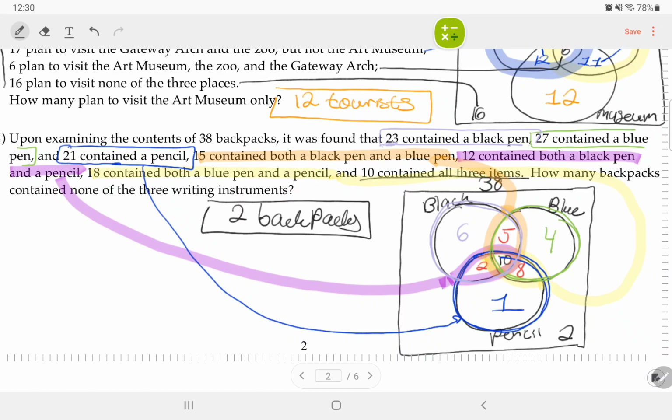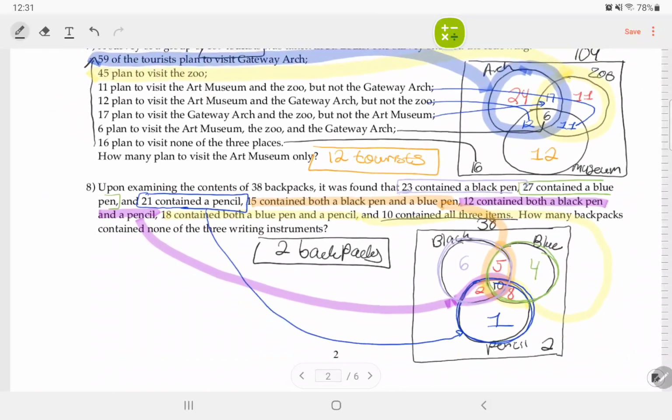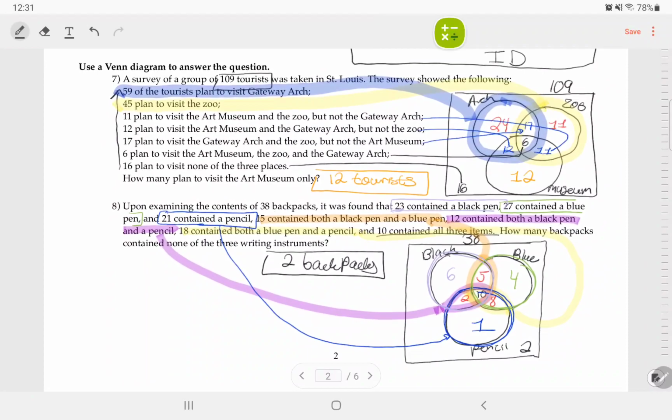All right, guys, I hope number 8 made sense. Hope you guys see the difference between number 8 setup and number 7 setup. Number 8 required more work because there were more general parts than specific parts.